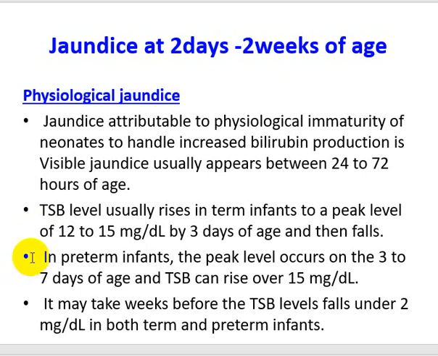In preterm it occurs on 3 to 7 days, and total serum bilirubin may rise over 15 milligram. It may take weeks before total serum bilirubin falls under 2 milligram per deciliter in both term and preterm babies. To diagnose this, we should exclude other causes of jaundice.